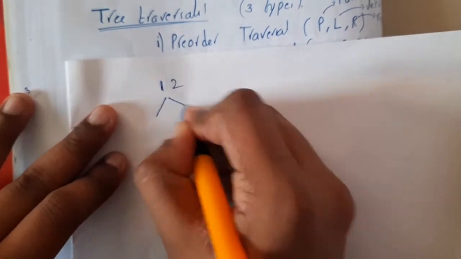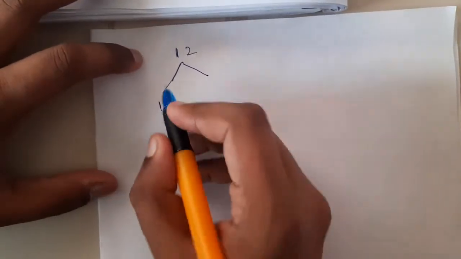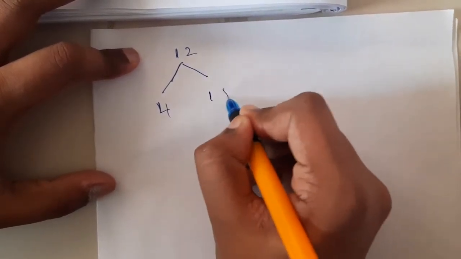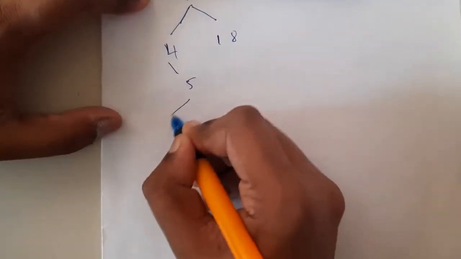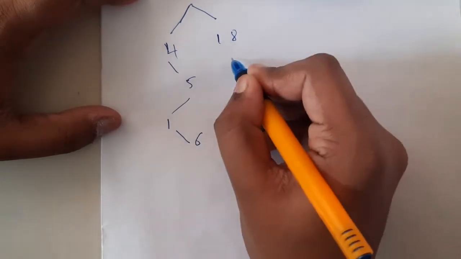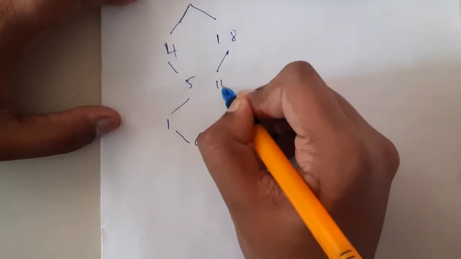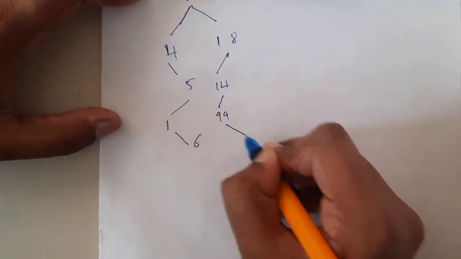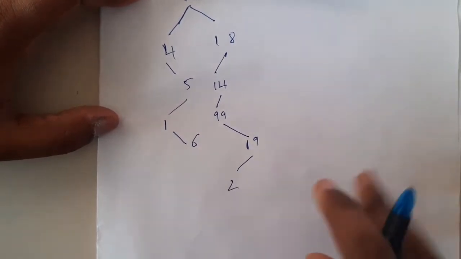I'll just take a small example and draw it again so that it will be clear for us. 4, 18, 5, 1, 6, 14, 99, 19 and 2.